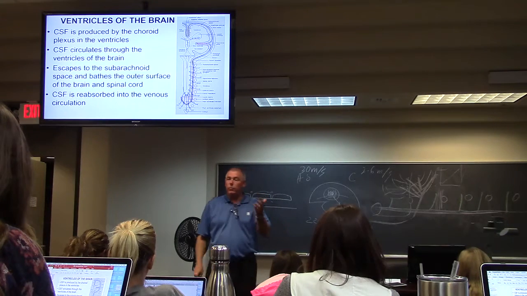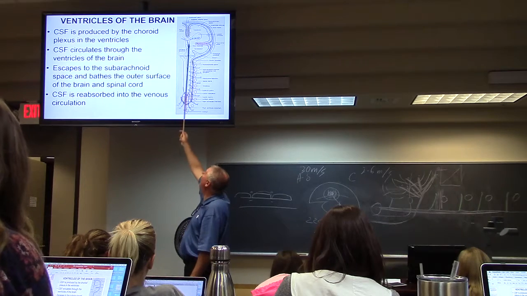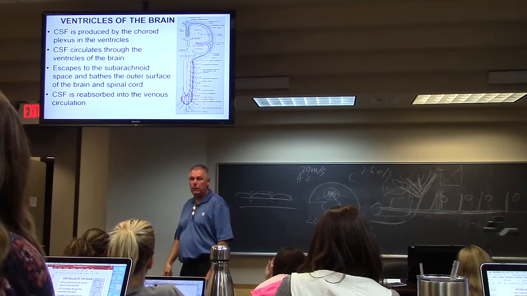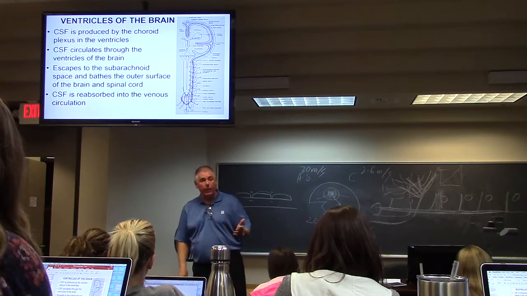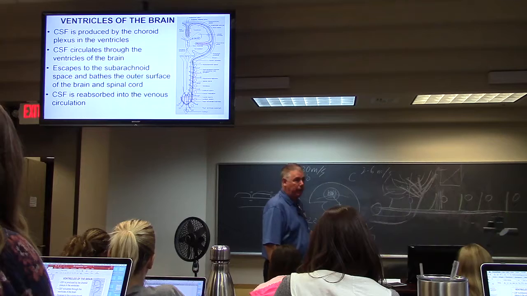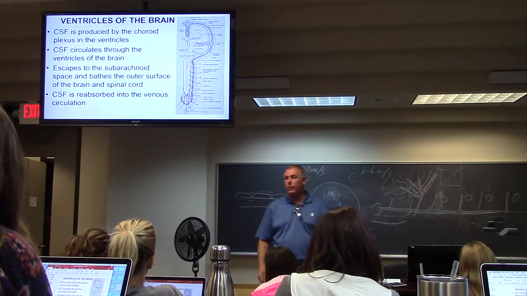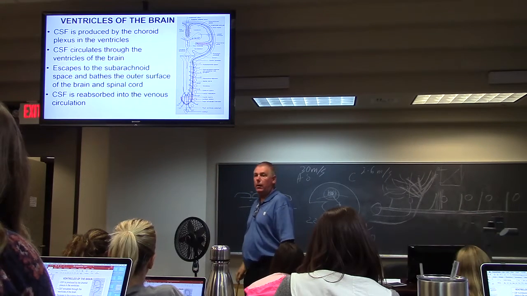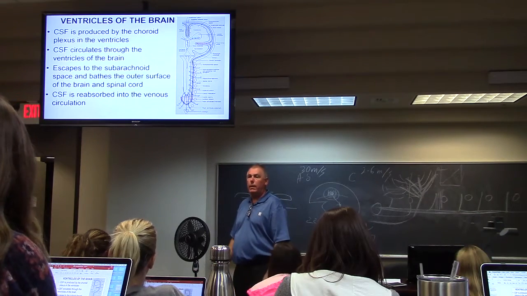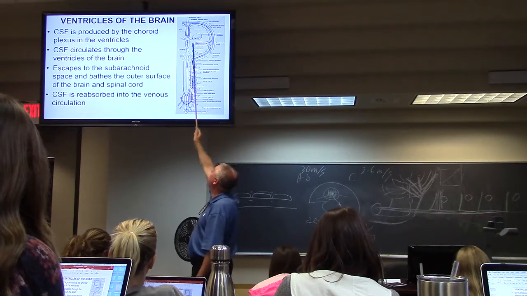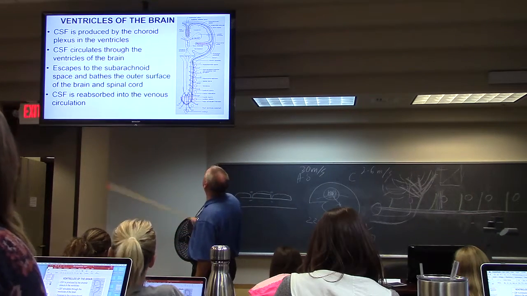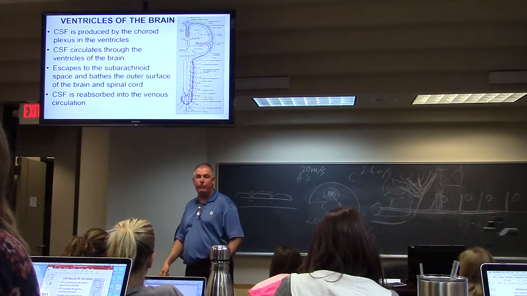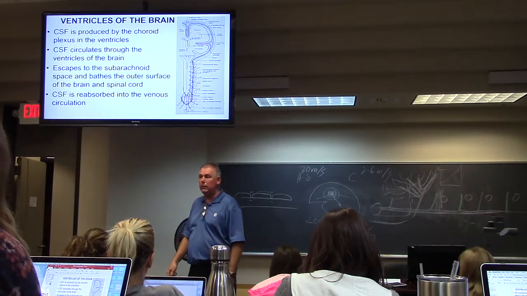The third ventricle drains through a tiny channel in the brainstem called the cerebral aqueduct. The particular part of the brainstem is called the mesencephalon. You'll see this next week. The third ventricle drains into the fourth ventricle. And in each of these ventricles, there's a substance called choroid plexus. Choroid plexus is the stuff that makes the CSF, synthesizes it.